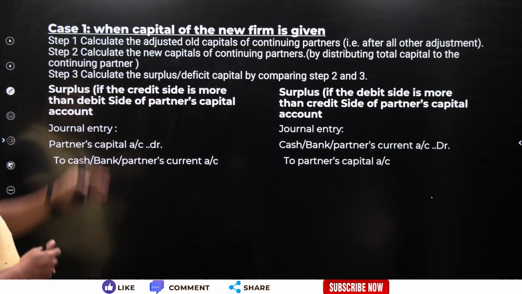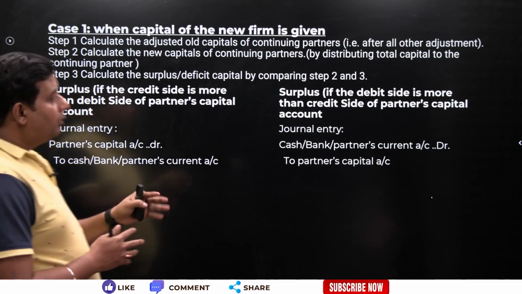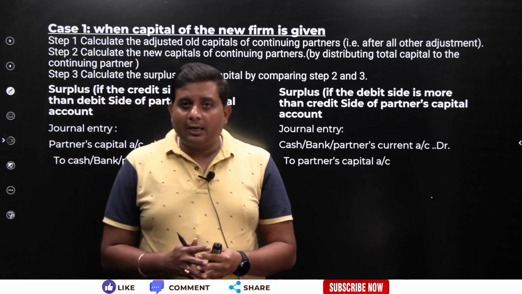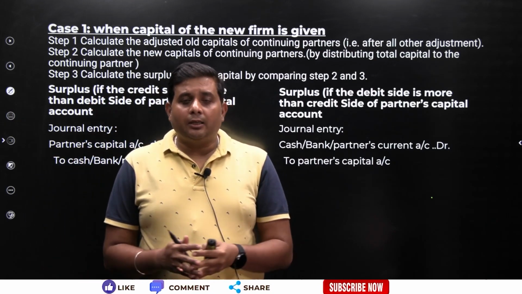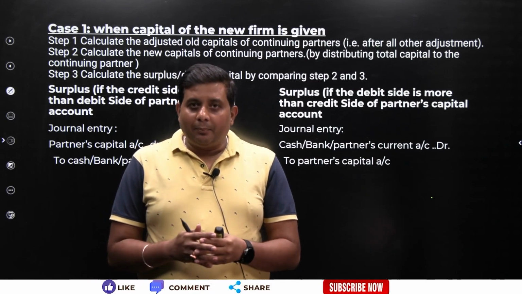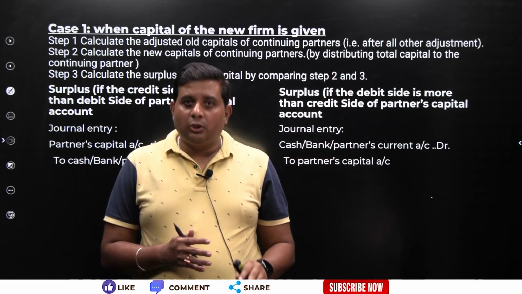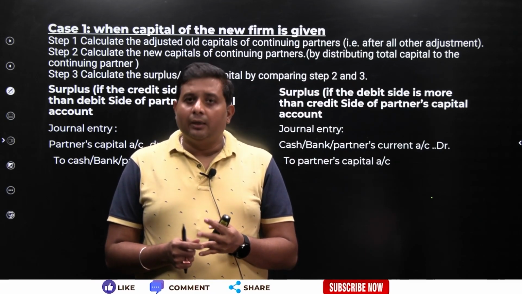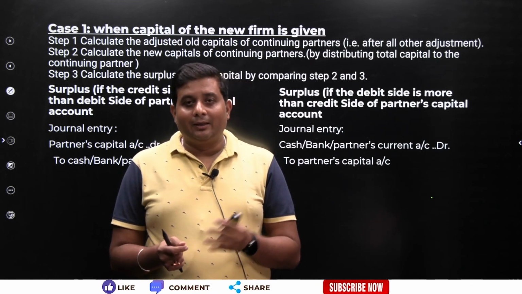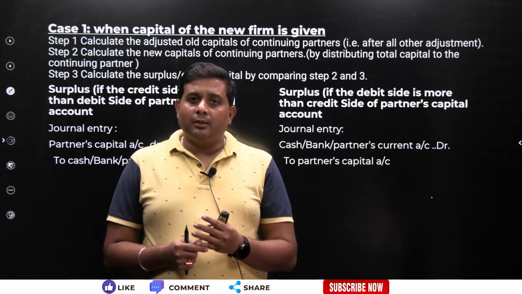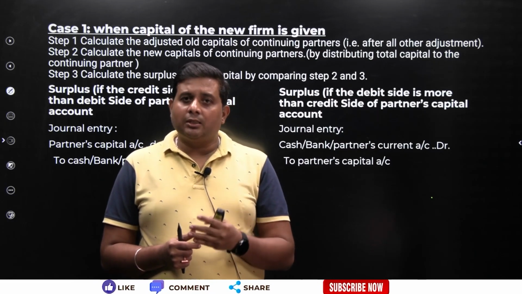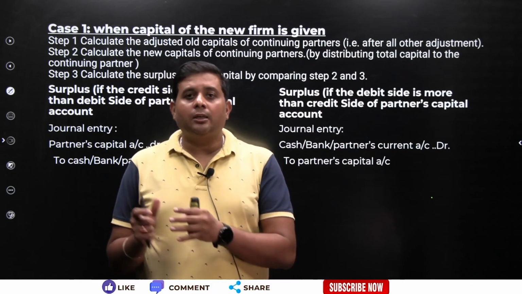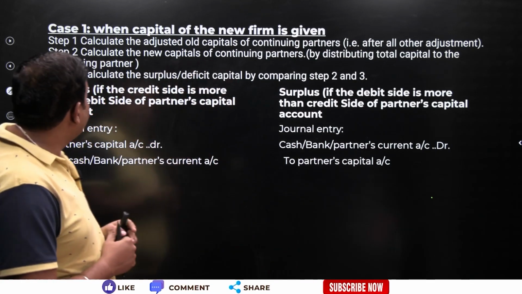So first, calculate the adjusted old capital of continuing partners. You have already calculated the adjusted partners' capital, I mean old partners' capital. When I say adjusted capital, what does it mean? It means the capital along with all the information like accumulated profits and reserves, like revaluation profit, like adjustment of goodwill on the credit side. On the debit side, drawings are there, interest on drawings is there, accumulated losses are there, revaluation loss is there. After doing all the adjustments, that is called adjusted capital, the adjusted capital of the old partner.